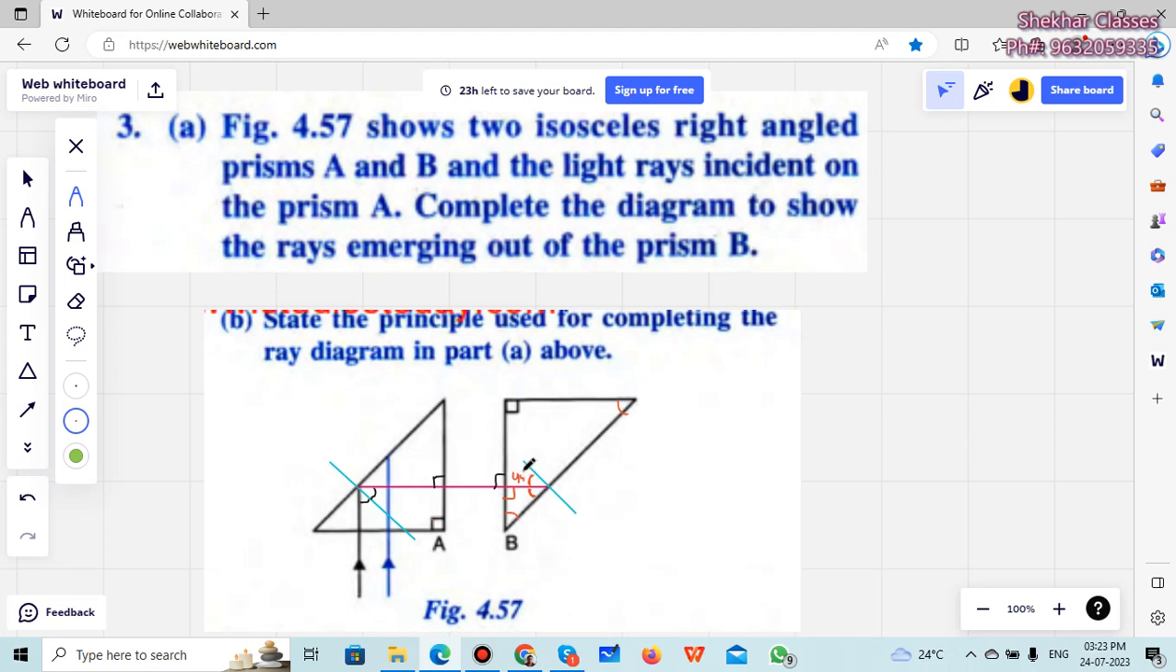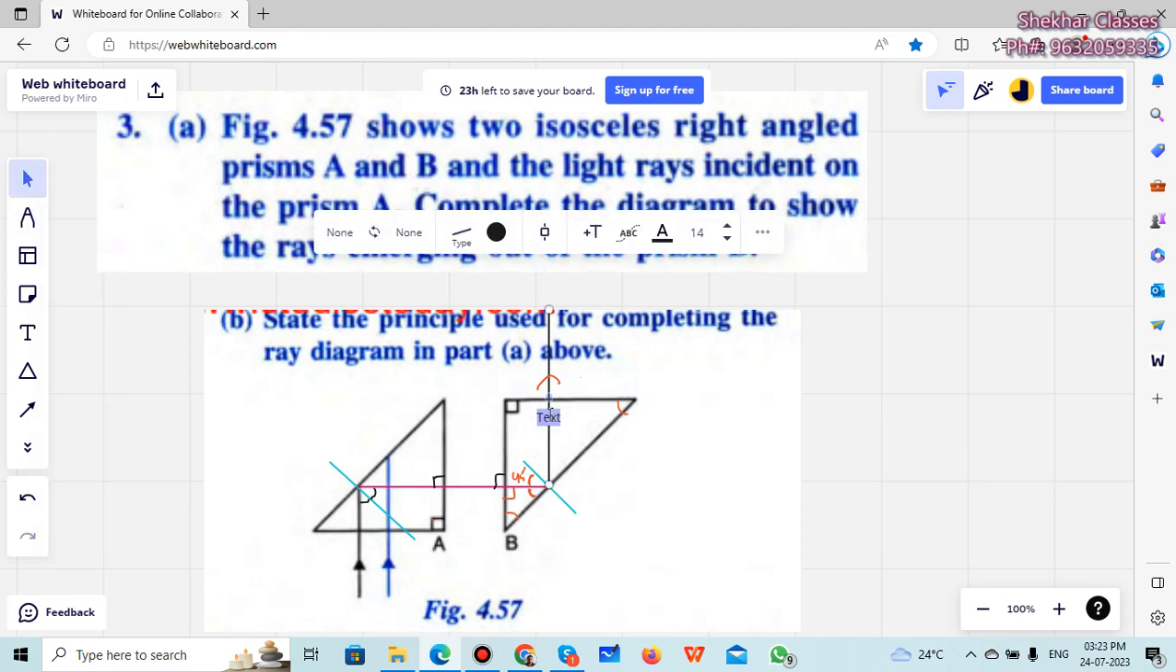How much will that be? 45 degrees. So what is the angle of incidence? The angle of incidence is again 45 degrees. So it will go through total internal reflection and go like this. Is it clear? Fine. So this is the ray that will come out of it after the first one. Similar way the other one also will come out in the same manner. Is it okay? Similar way the blue also will come out in the same manner.